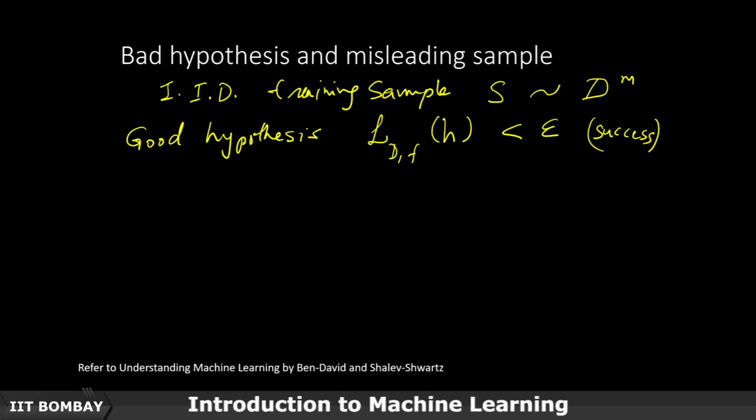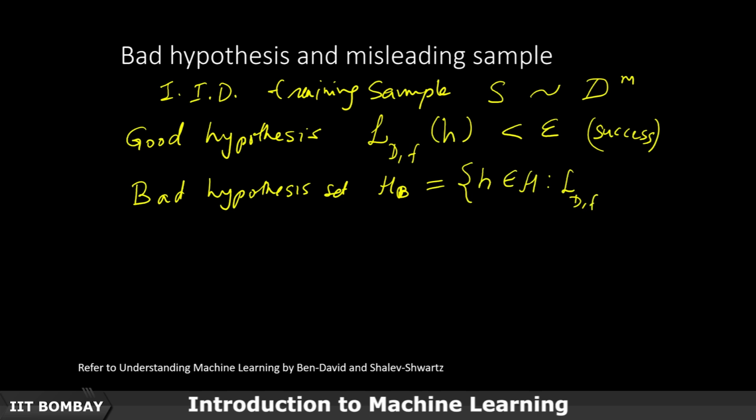So the set of bad hypotheses, the set H_B, is going to be all the h that belong to capital H such that this loss over D and f of h is greater than or equal to epsilon. So this is our bad hypothesis set.